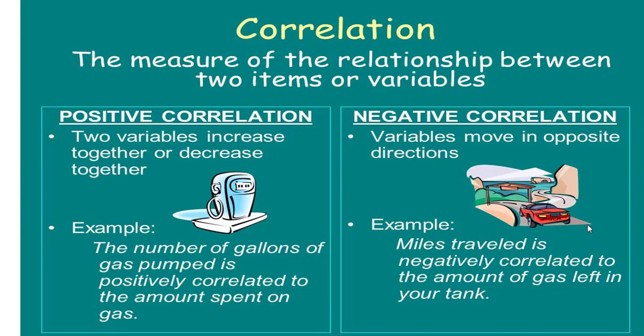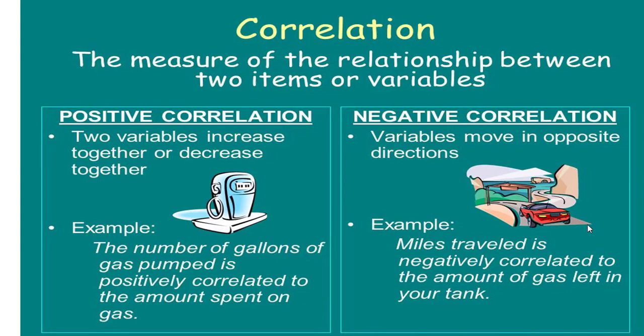For example, number of gallons of gas pumped is positively correlated to the amount spent on gas. Okay, so when you spend more on gas, the number of gallons of gas pumped will increase. As you see, both of them are increasing.